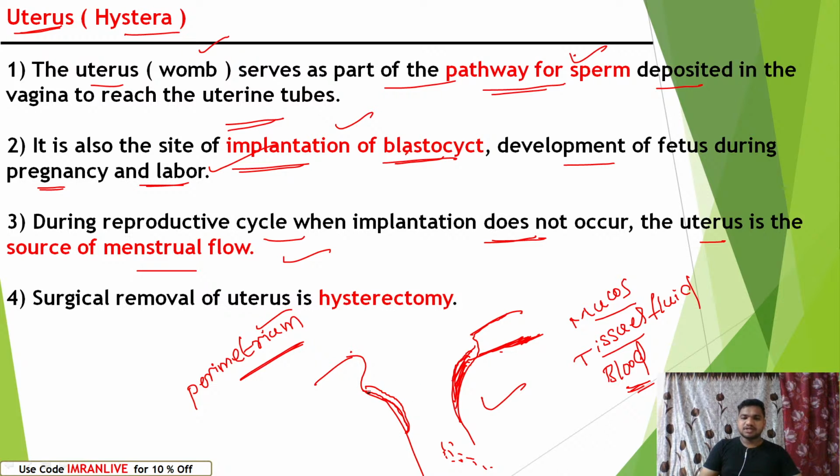Sometimes there can be infections in the uterus. If there is any infection in the uterus, doctors advise the patient to remove the uterus. This kind of surgical removal of the uterus is called hysterectomy. Hysterectomy is a process where surgical removal of the uterus takes place.